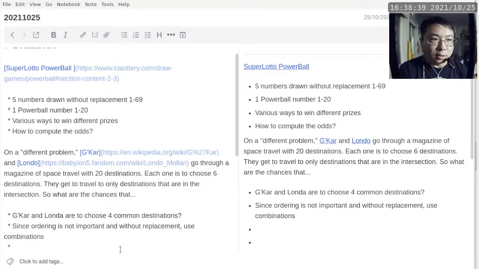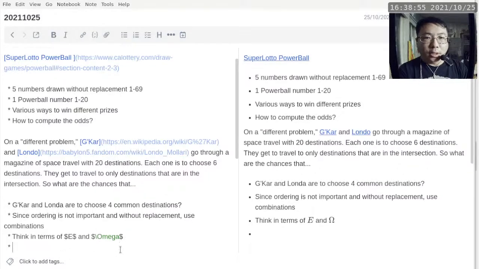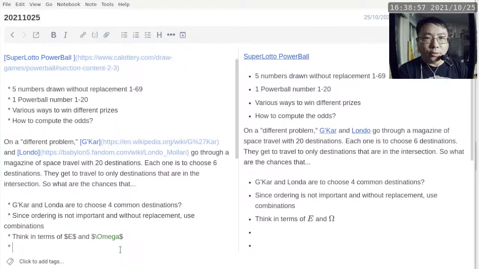So we have to think about event and omega. Think in terms of E, which is the event, and think about your omega, which is the set of all possible outcomes. Now the question is, let's deal with omega first. Omega is actually the easy one to figure out. We want to find out what is the cardinality of omega. So what do you think is the cardinality of omega?